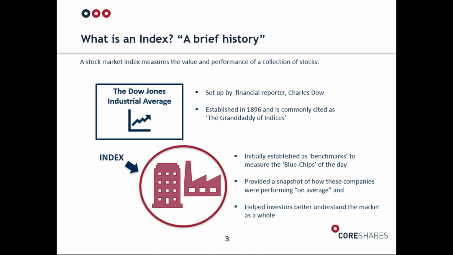The Dow Jones Industrial Average, established in 1896 by financial reporter Charles Dow, is often cited as one of the very first indices. It was established as simply a benchmark to which we could compare the blue chip companies of the day. And it provided a snapshot of how individual companies were performing against their peer average. And finally, it also helped investors like you and I better understand the market as a whole.